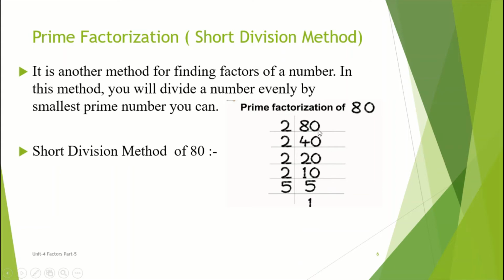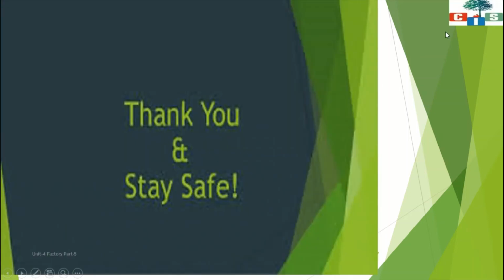So what are the prime factors of 80 by short division method? Here we have the prime factors of 80 by short division method. See, 2, 2, 2, 2 and 5. So how do we write this? 2 multiplied by 2, multiplied by 2, multiplied by 2 and multiplied by 5. These are the prime factors of 80 by short division method. Okay, scholars?